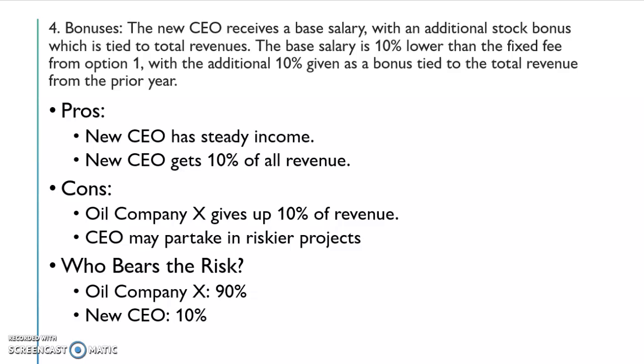The new CEO is only taking on about 10% of the risk because they're getting a really great deal, a great offer, and the only risk at this point for the CEO would be if the company was just having a really terrible year or was forced to close down, and then they would be without a job.